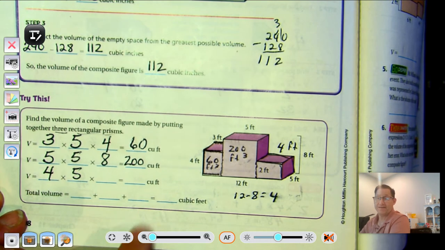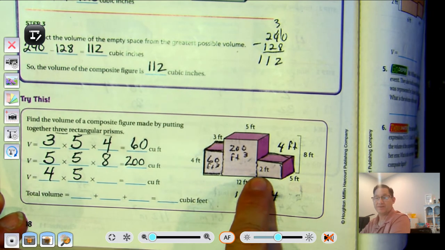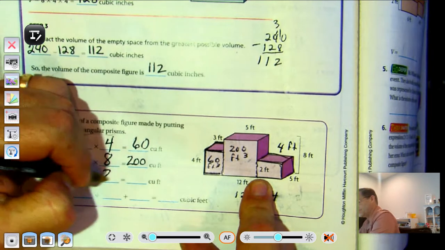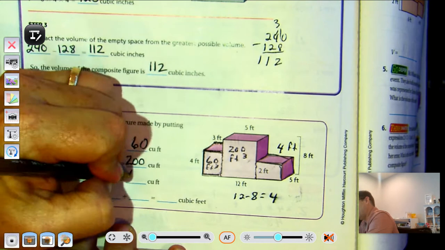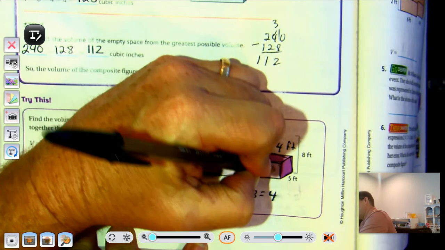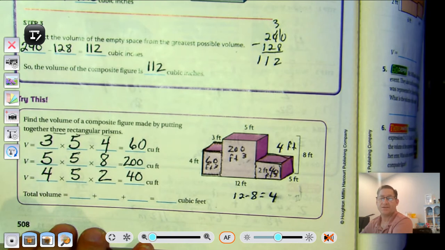And it's not 4 feet, because this one's taller than this one. So we look here, and it tells us the height is 2. Okay, well, that's fairly simple, right? 5 times 2 is 10, and 10 times 4 is 40. So our last rectangle is 40 feet cubed.